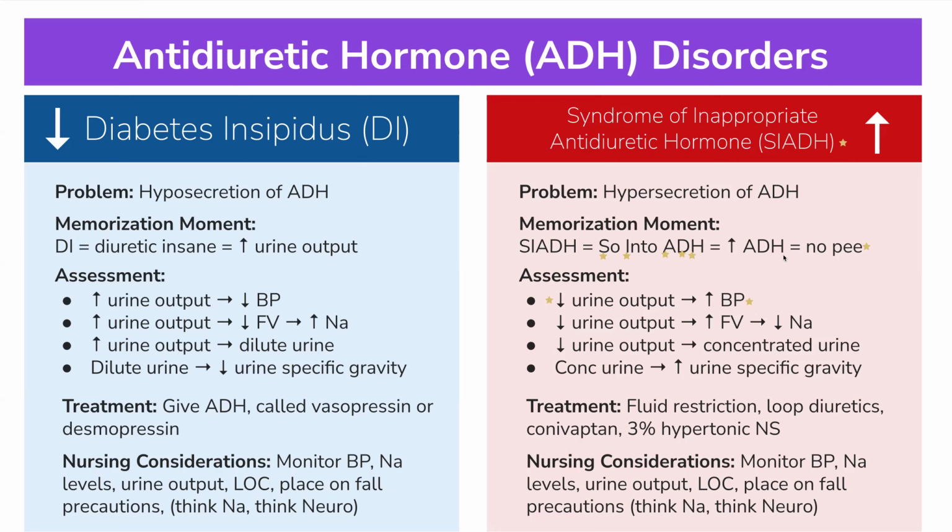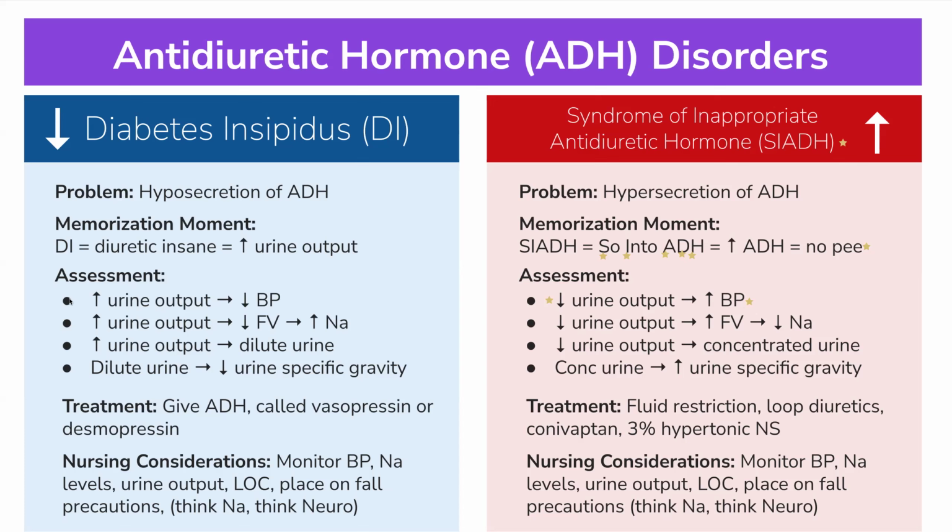All right. So in SIADH, they have too much ADH. And ADH makes you not pee because it's an antidiuretic. So with SIADH, they're not peeing at all. Decreased urine output means all the fluid is staying inside. They're not peeing anything out. They retain fluids. Very good, Miss Daphne. And that increases their blood pressure.